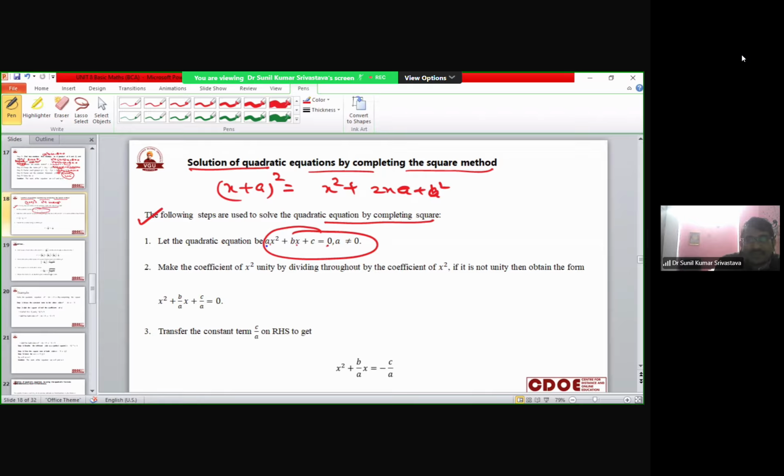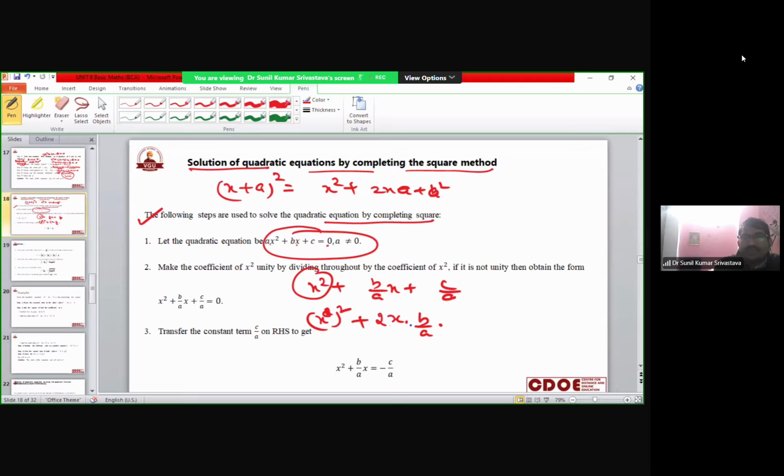First of all, make the coefficient of x square 1, so we divide the whole expression by a. The expression is x square plus b by a x plus c by a. To make the complete square, the first term is x square. And we have to write its second term. The second term is written as b upon a, that is x times b upon a.